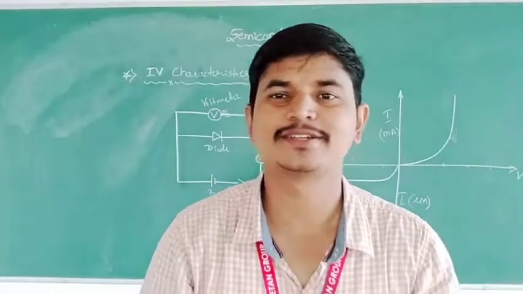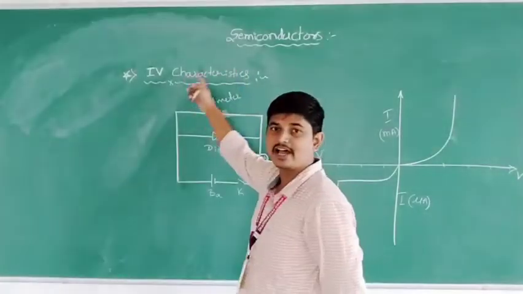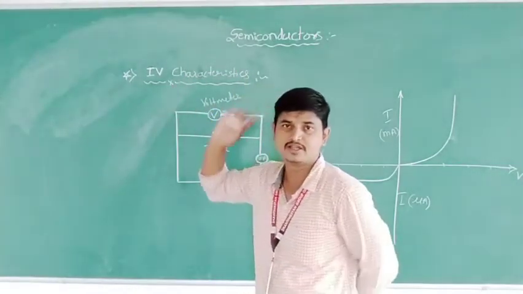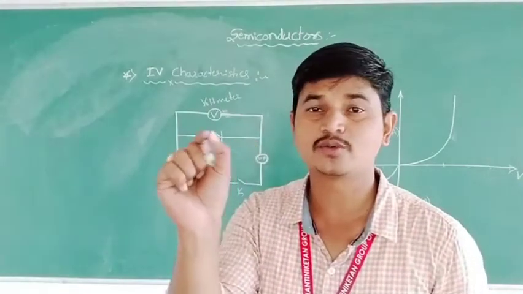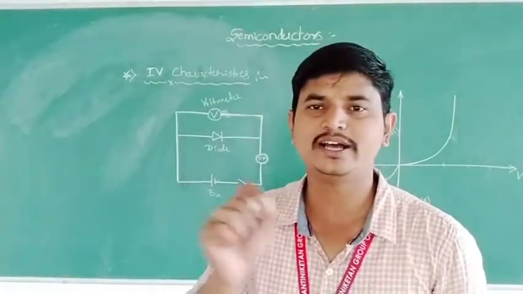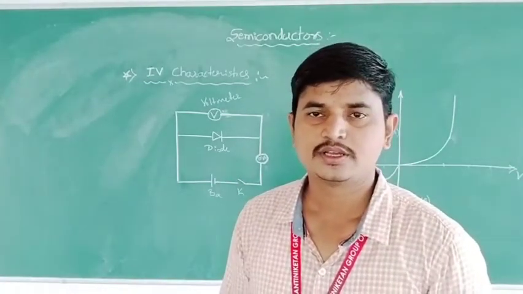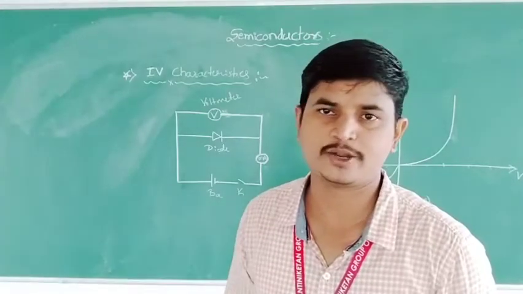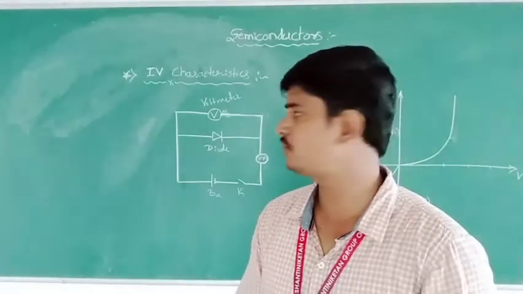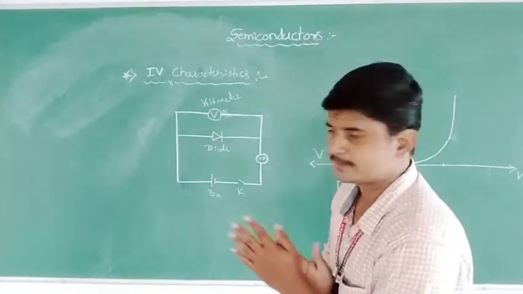Good morning, students. Today I am going to discuss the next part of the semiconductor, that is IV characteristics. The name itself indicates I, current, and V, voltage: how the current varies with respect to voltage in the case of a semiconductor diode or a PN junction diode. This is what we want to discuss in the present class.